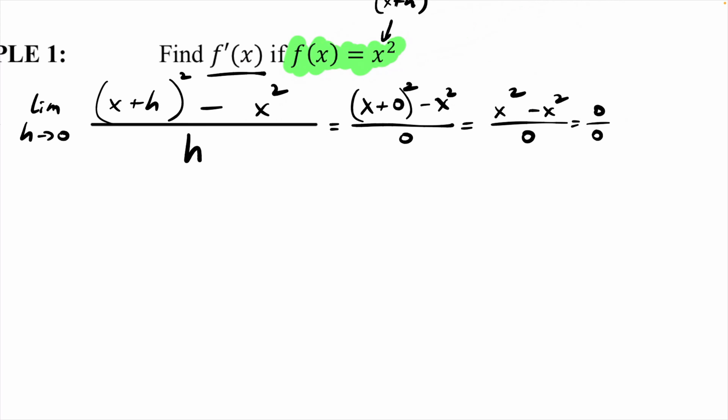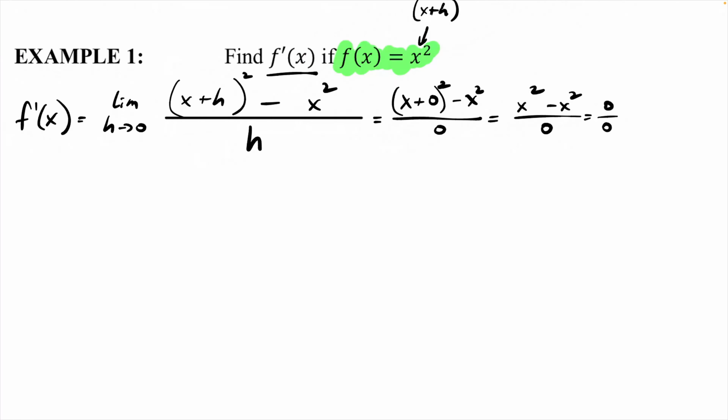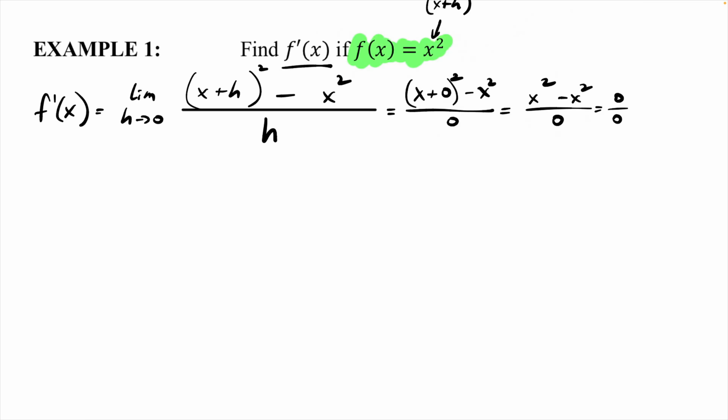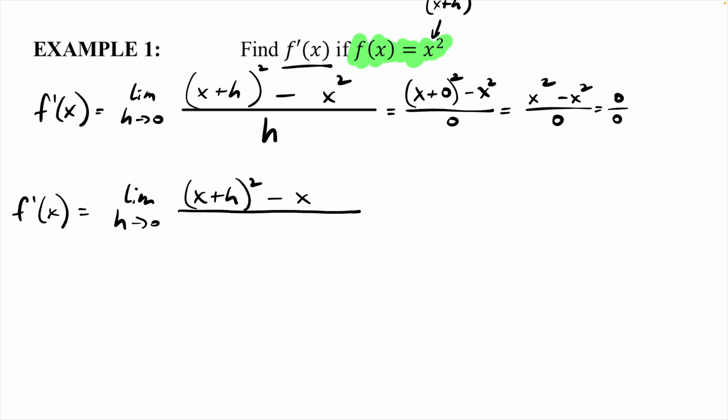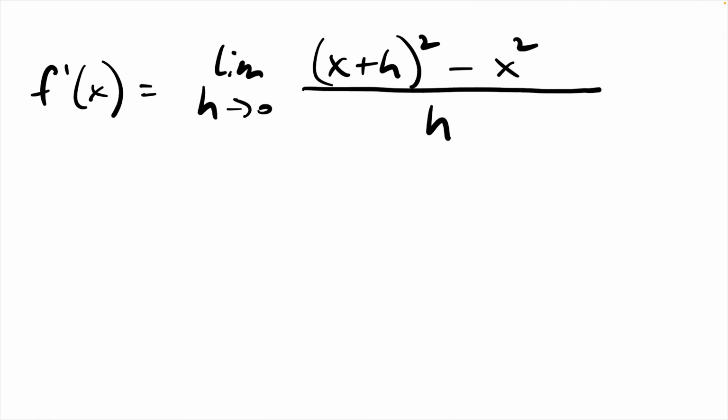So let me rewrite it, and let's look at it a different way. I'm just rewriting the original. We tried plugging in 0, and it didn't work, so we have to figure out a different way. What's one way I could simplify this?